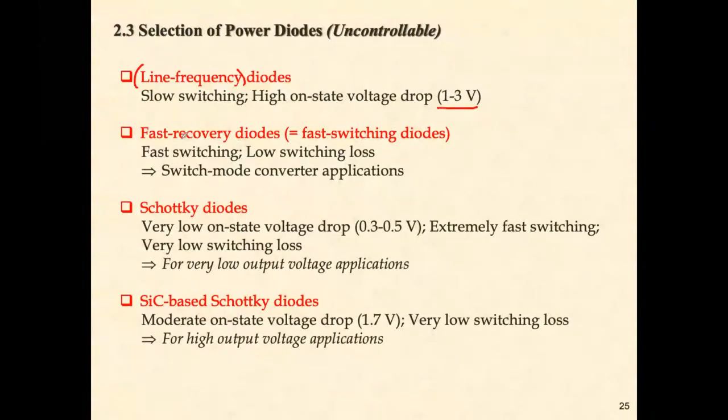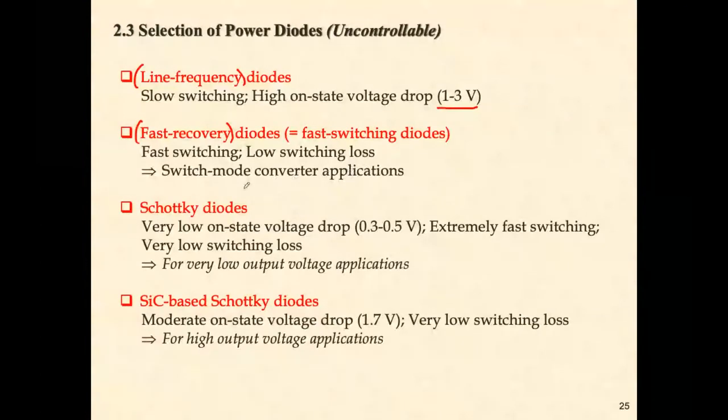And then the second one is the fast recovery diodes. Again, from the words, it's quite easy for us to imagine its application, right? It should be good for fast switching. Its switching loss is relatively low, even though the switching frequency is high. I think in one of the slides in our last lecture last week, when the switching frequency is high, its switching loss should also be high. But that's not the case for this kind of device. Even when the switching frequency is high, its switching loss is still low. So this one is very good for switch mode converter applications.